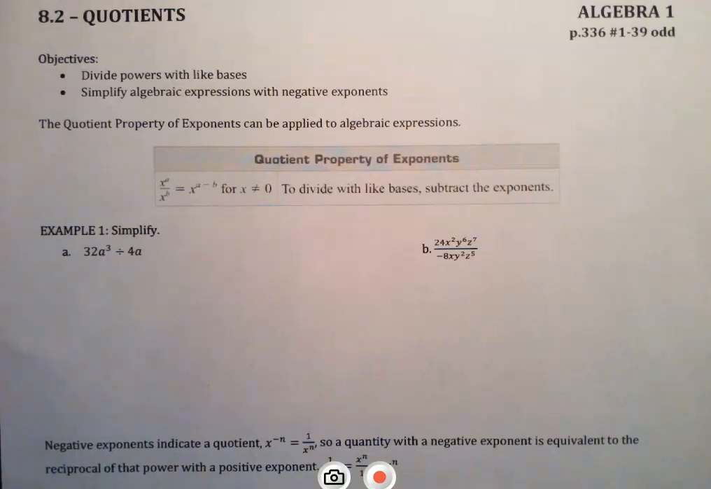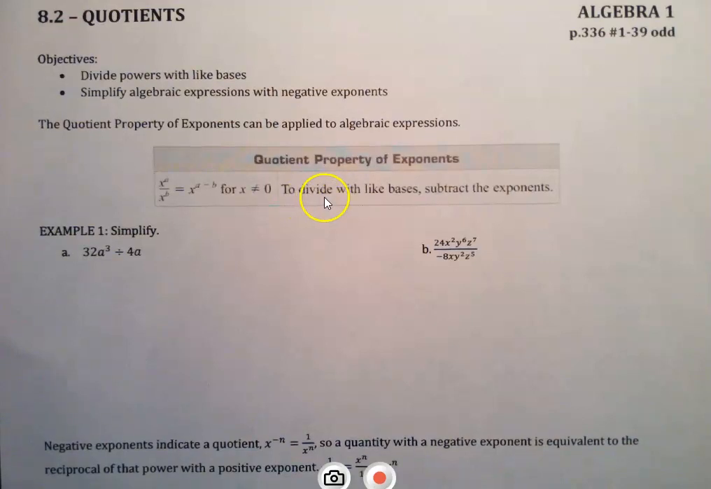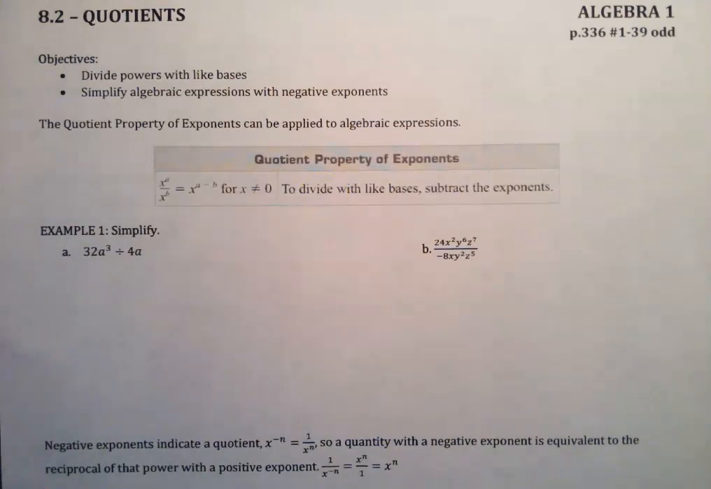Okay, so for 8-2 today, we are going to divide powers with like bases. Yesterday we multiplied. Today we're going to divide, and we're going to simplify these algebraic expressions with some negative exponents. So the quotient property of exponents can be applied to algebraic expressions. It says to divide with like bases.